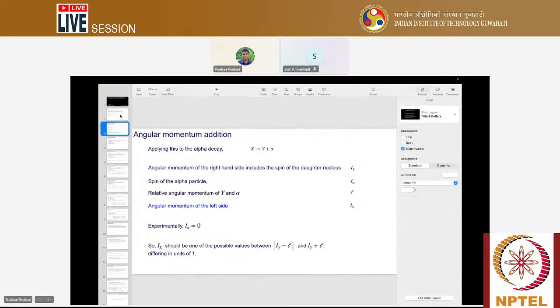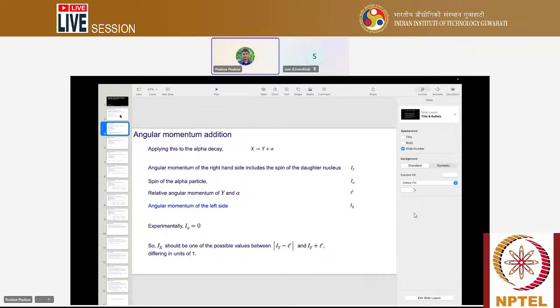Now, in the initial stage, there is only one particle. Of course, it's a composite particle, but we consider it as one unit, the nucleus X. And in the final stage, we have a nucleus Y, that's one unit, and an alpha particle, two different parts of the system.